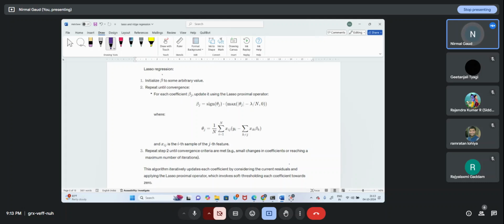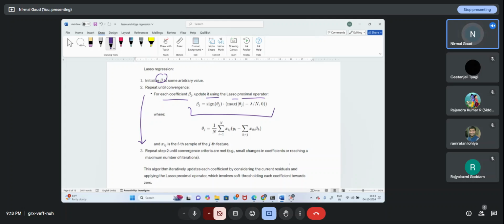It is an arbitrary value. Repeat these steps until we are not converged. That means for each beta j, update it using the Lasso proximal operator. This is the Lasso proximal operator, some mathematical equation mentioned. It's very in depth.